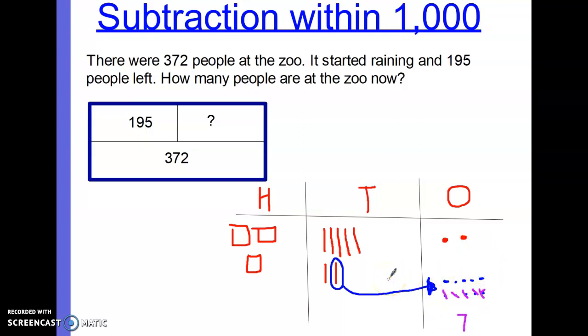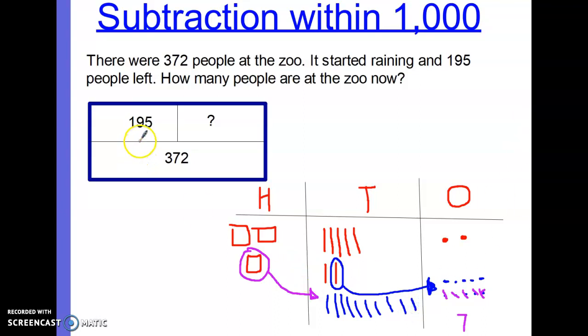Now I'm going to go to my tens place. I need to subtract 9 tens. I only have 6 tens, so can I do that? No, I can't. I have to go next door. I'm going to get 100, and I'm going to break it apart. When we break apart 100, we get 10 tens. So 1, 2, 3, 4, 5, 6, 7, 8, 9, 10.